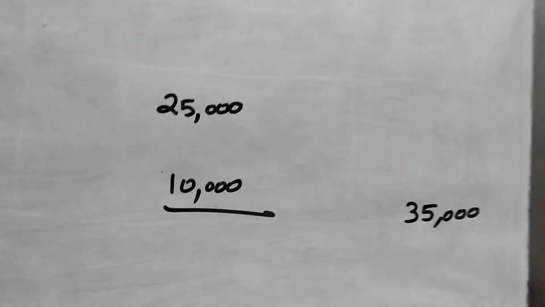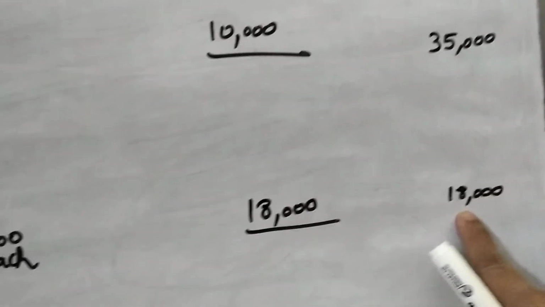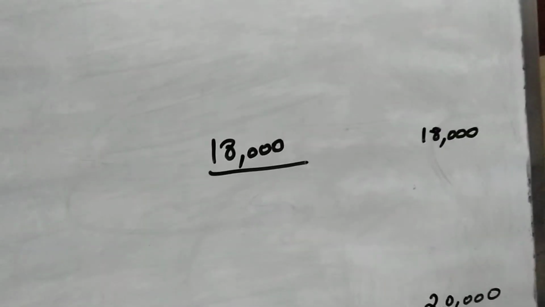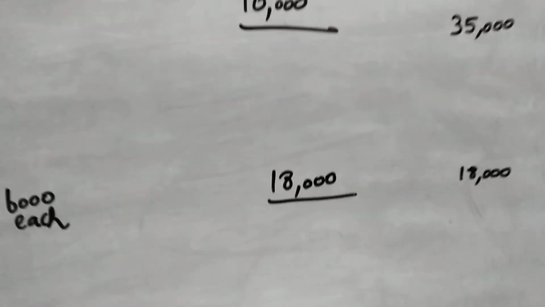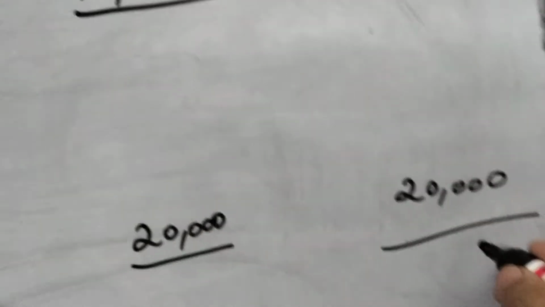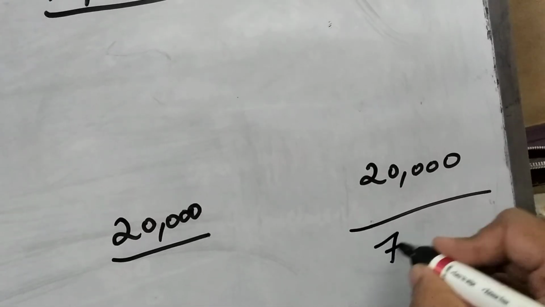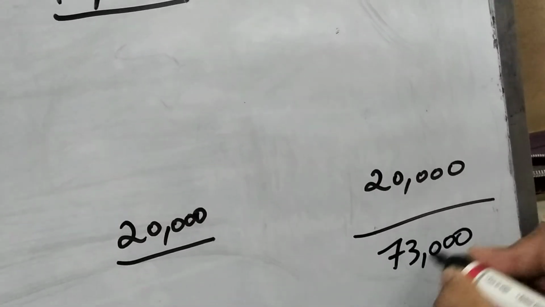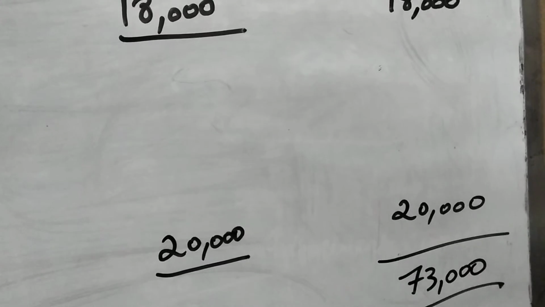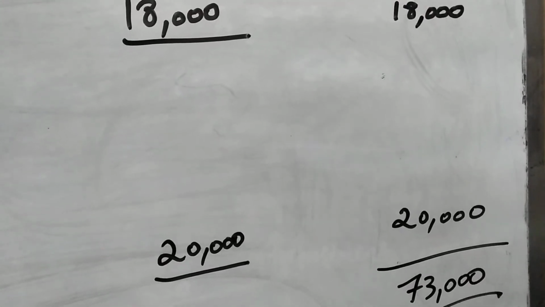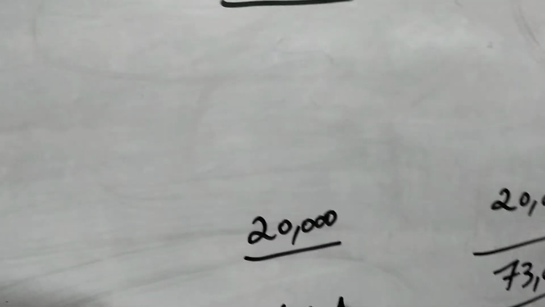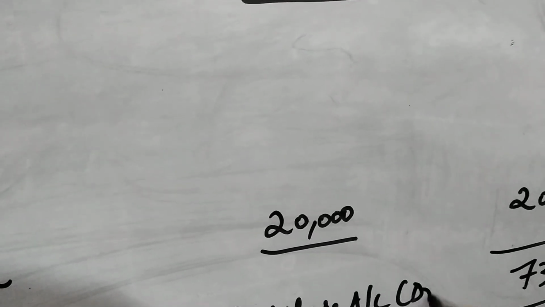Now just look into the total column. For Karthik Electric Company, the total is 35,000. For Ketan, it is 18,000. For Polar Electric, it is 20,000. So 35,000 plus 18,000 plus 20,000, you will be getting 73,000. That is the total of the purchase day book. So purchase account, the nature of balance is debit.